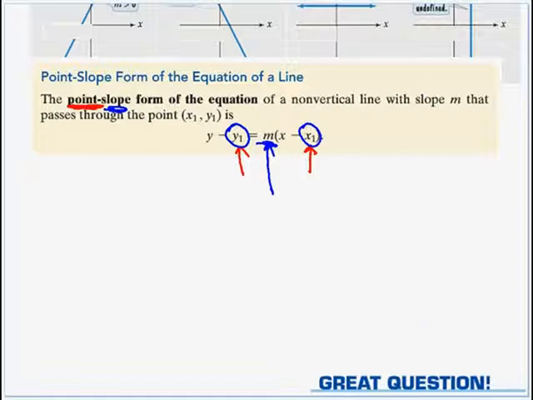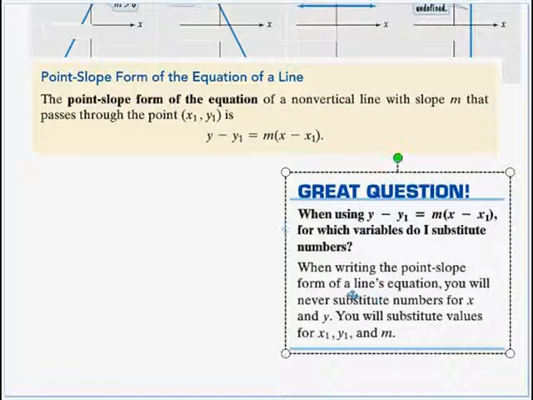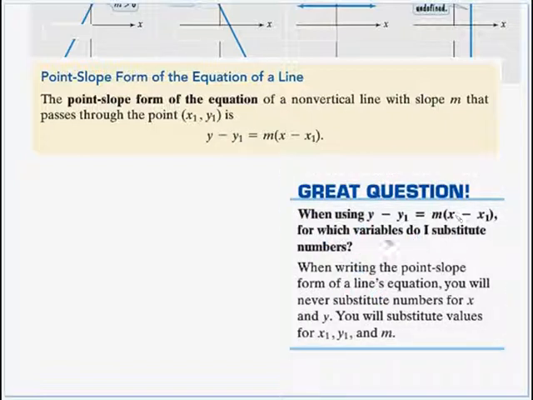Now, since it's a video and you can't ask me a question, it looks like we have a great question down here. When using this equation, for which variables do I substitute the numbers in? When you write the point slope equation of a line, you will never substitute numbers in for the x and y. So this y and this x without the subscript numbers, those stay variables. You plug in numbers for the y sub 1 and the x sub 1.